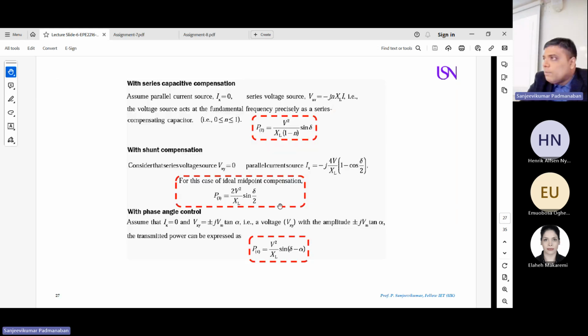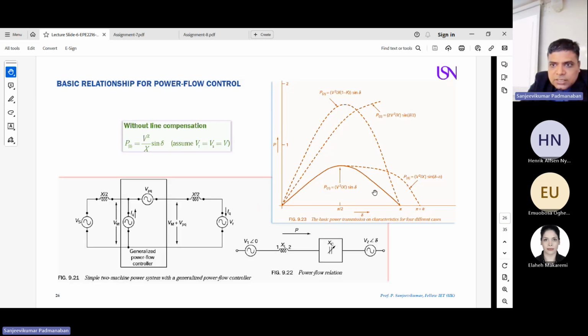And this is due to shunt compensation, P3. When you have shunt compensation, how to calculate: 2V² by XL into sine delta by 2. So your angle is divided by 2. So in this case, you got this characteristic. Still the peak is shifted. You can have a look, because it's 90 for here it is not 90, it is 45 degree.